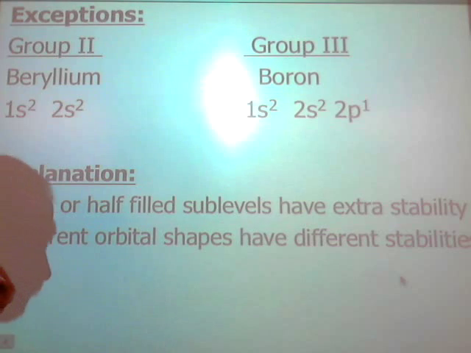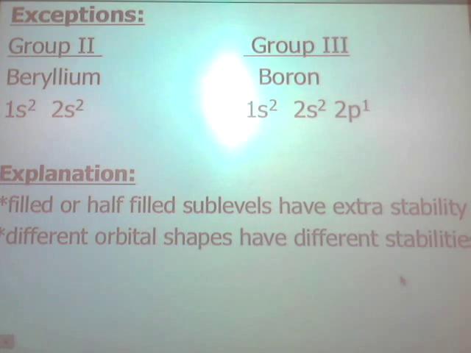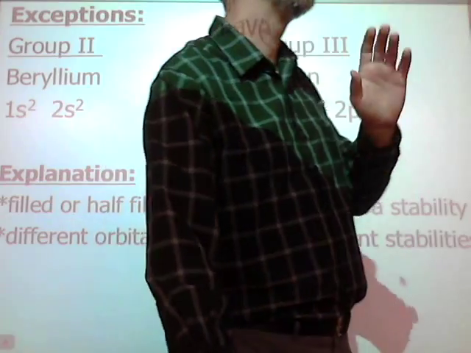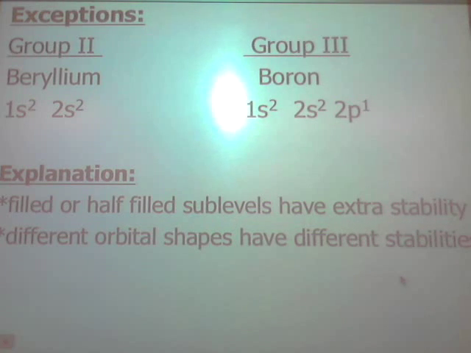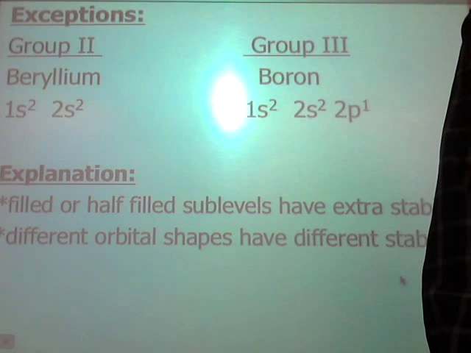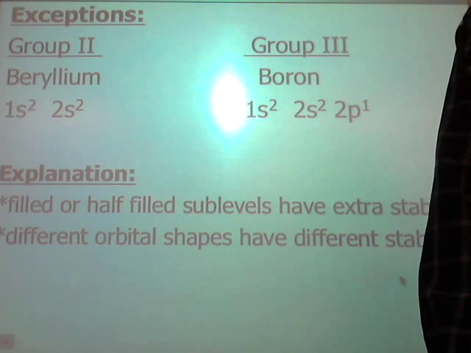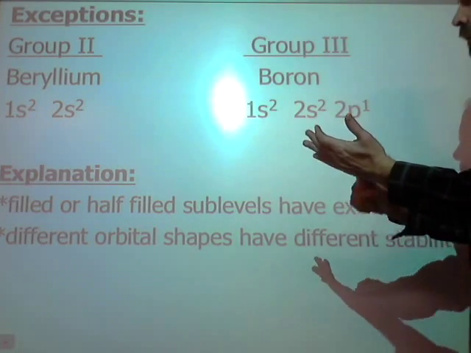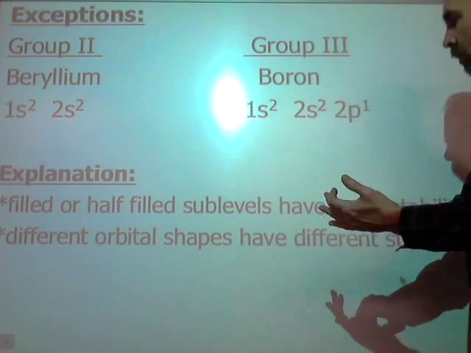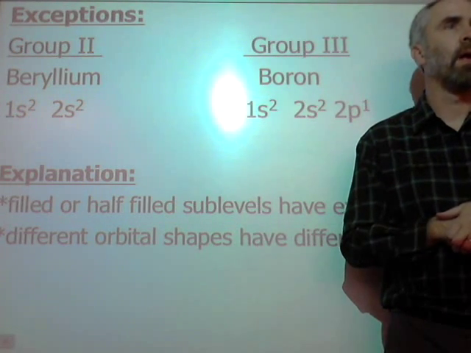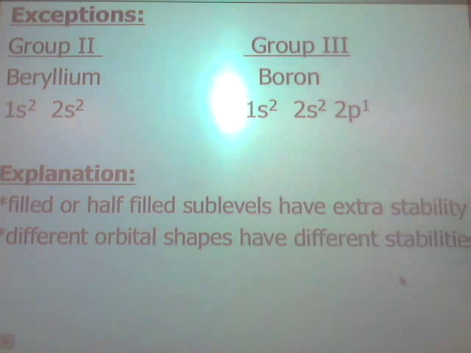Now, this is crazy, but I want you all to understand something. On the worksheet I'm about to give you, I'm going to ask you a specific question about these guys. Worksheet you're going to get in a minute. You know what some people will write down, even though I'm saying right now not to do this. Some people will write down as the answer for the explanation: filled or half-filled sublevels have extra stability. Different orbital shapes have different stabilities. Why will I not accept that for full credit? It's exactly what I wrote here. Why won't I accept it?